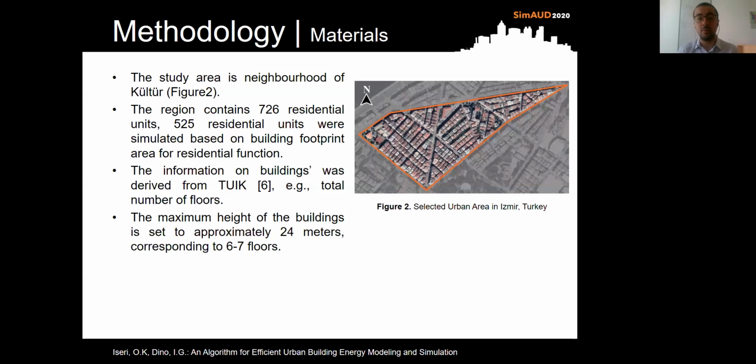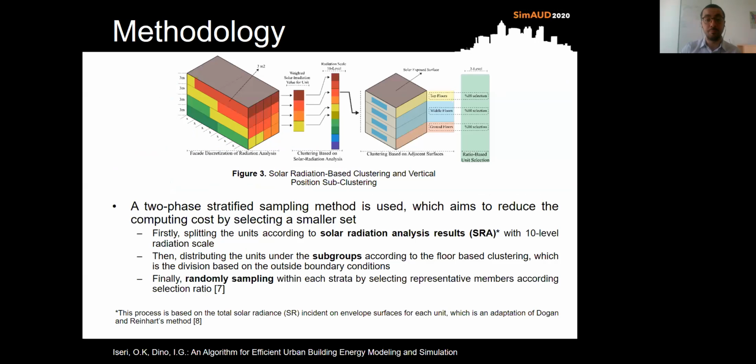Our research observed area is in İzmir, in the city. It's a big neighborhood in İzmir, in the center of the city. It's mostly residential buildings, and we generated a filter to divide the residential and non-residential units in that area. All the extra information comes from TÜİK, which is the Turkish Statistical Institute, and approximately all buildings are 24 or 21 meters high.